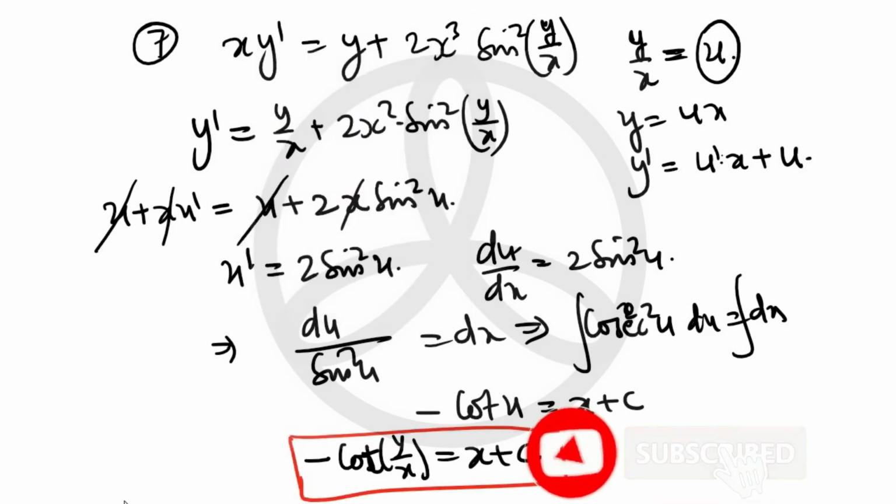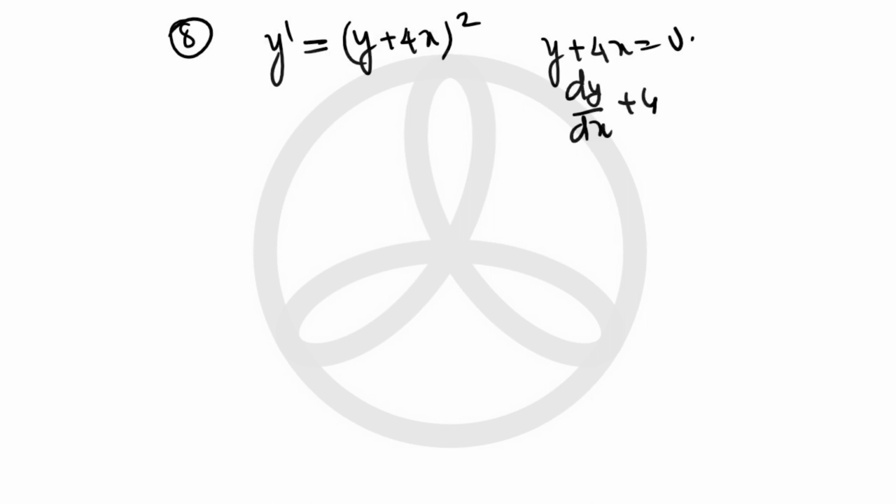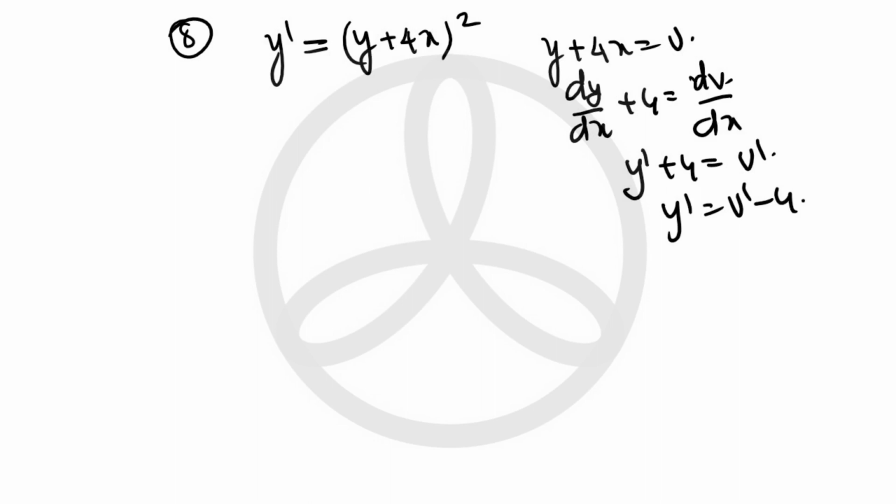So let us move to the 8th question now, okay. So here we will assume y plus 4x is equal to v, and then when we differentiate this with respect to x, we get dy/dx plus 4 is equal to dv/dx. This is nothing but y prime. We have y prime plus 4 is equal to v prime, and y prime is equal to v prime minus 4. So we put v prime minus 4 here, and this side we just put v square, okay.